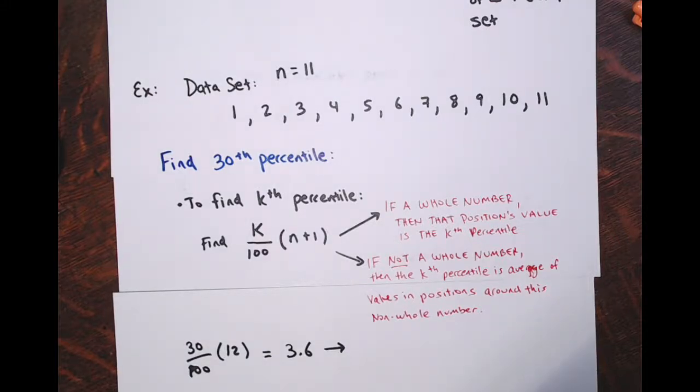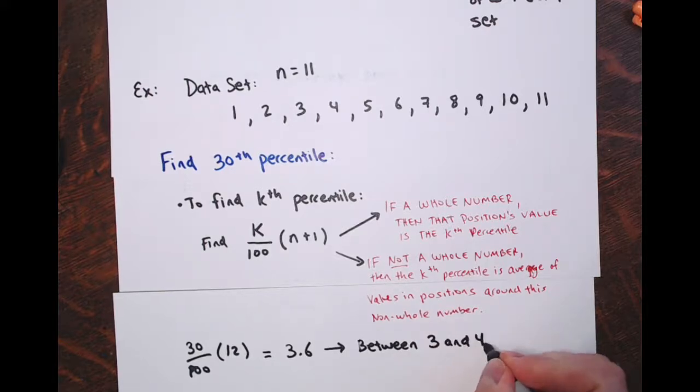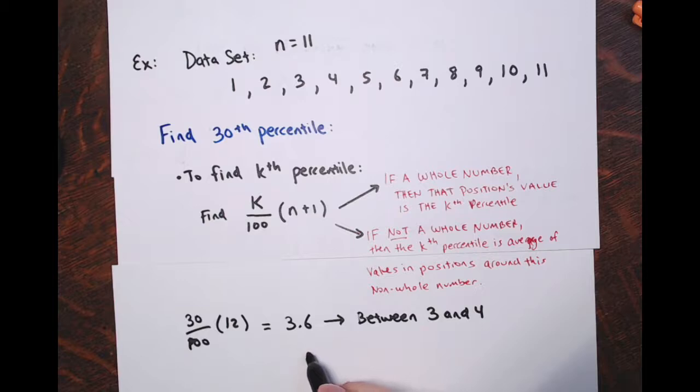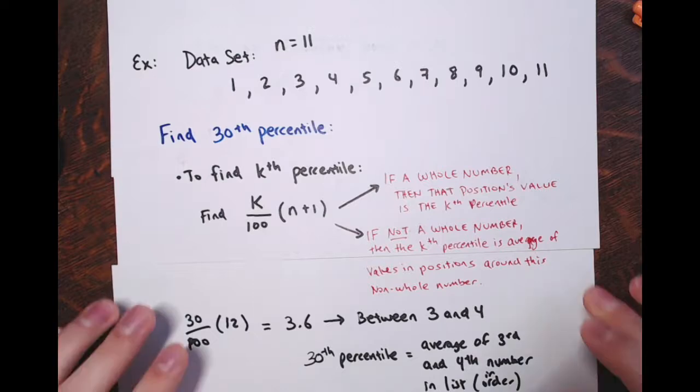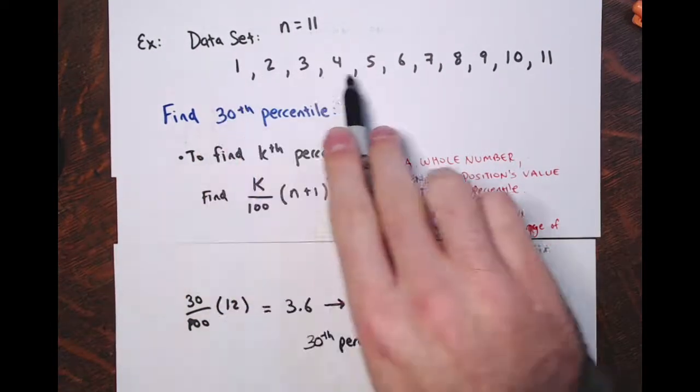Now, what is 3.6 between? What whole numbers is it between? This is between 3 and 4. So that means the 30th percentile is going to be the average of the third and fourth number in the list, right? And this is in order, in numeric order, which this already is. This is already from least to greatest.